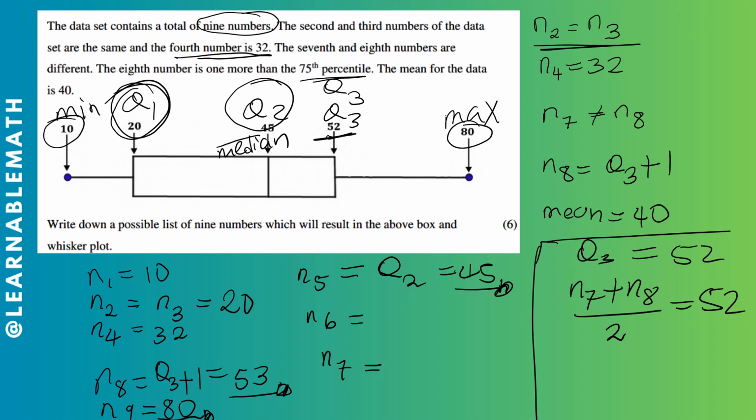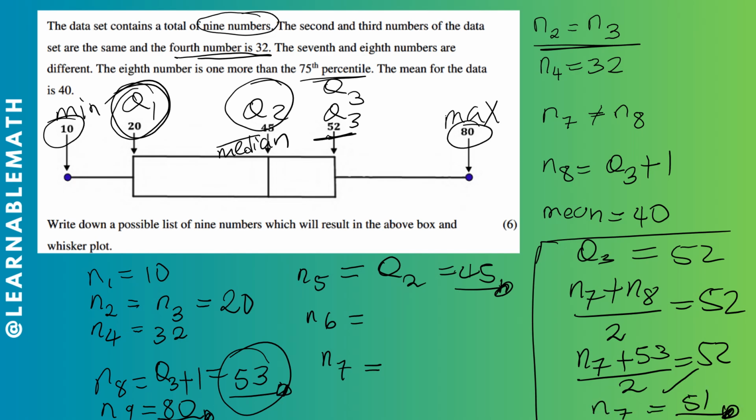Number 7, we don't have it. We know number 8 is one more than the third quartile, which is 53. We have already found it there. Divided by 2 is equal to 52. Then you can just cross multiply: 52 times 2 is 104. Then we subtract 53, and we get number 7, which gives us 51. That is our number 7.